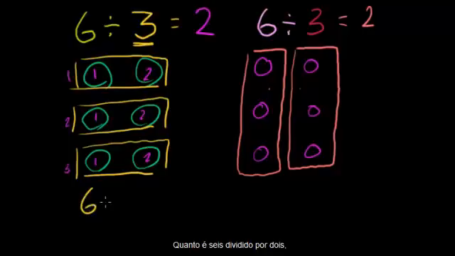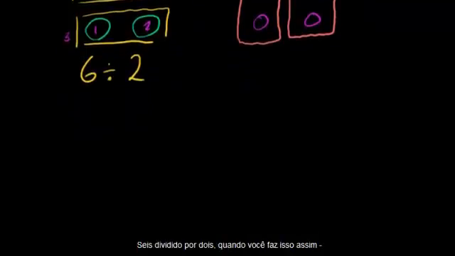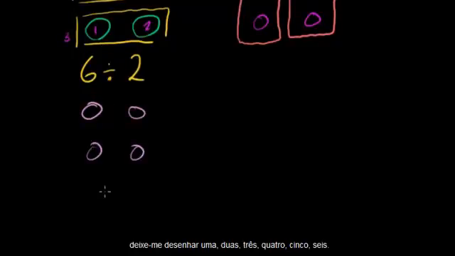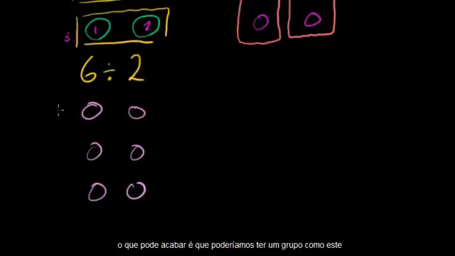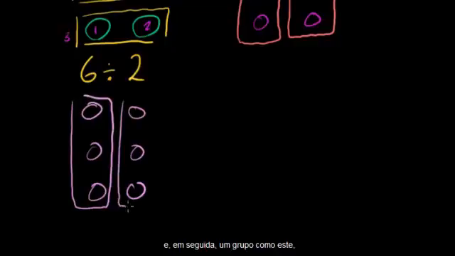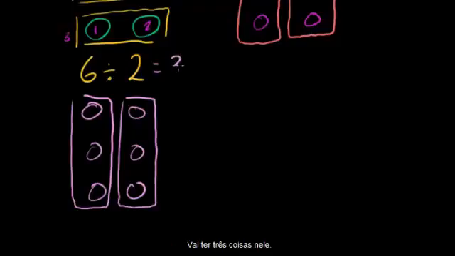What is 6 divided by 2 when you think of it in this context right here? 6 divided by 2, when you do it like that, let me draw 1, 2, 3, 4, 5, 6. When we think about 6 divided by 2 in terms of dividing it into 2 groups, what we can end up is we could have 1 group like this, and then 1 group like this, and each group will have 3 elements. It'll have 3 things in it. So 6 divided by 2 is 3.